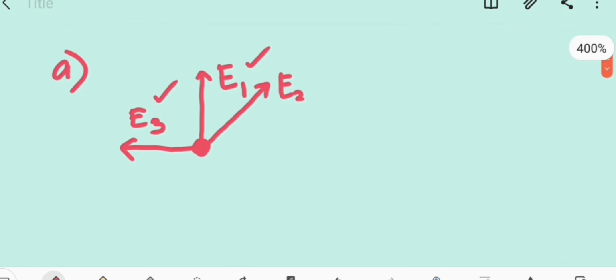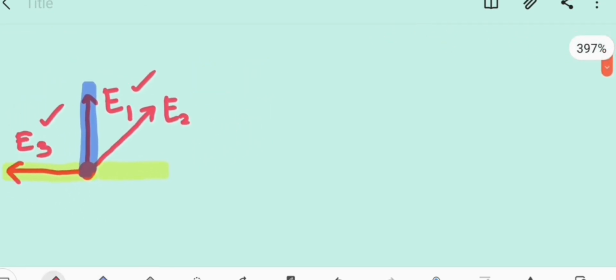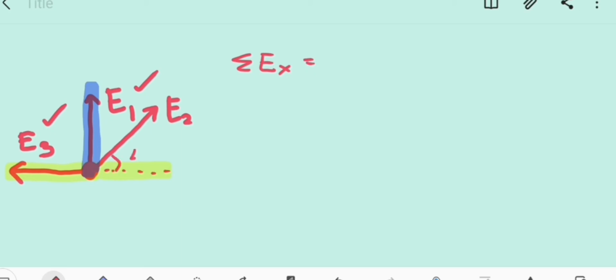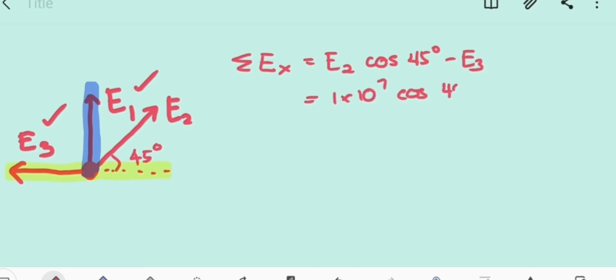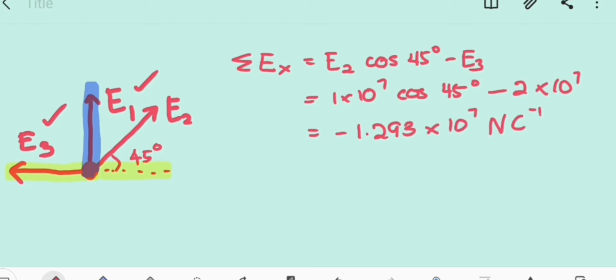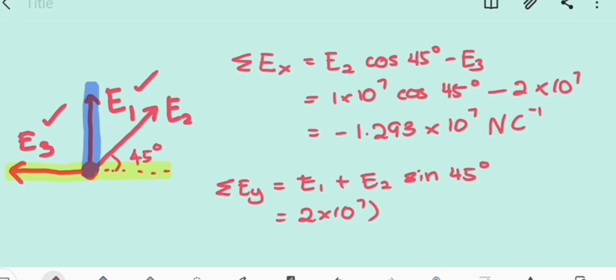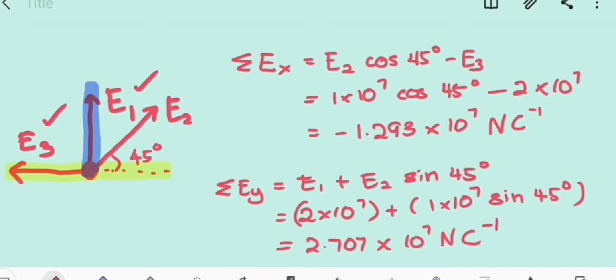Now that we have the values of E1, E2 and E3, we have to resolve them into X and Y components. The yellow is for the X component and the blue one is for the Y component. Summation of electric field at X component equals E2 cos 45 minus E3 because they are in opposite directions. We substitute all the values and we get Ex equals negative 1.293 times 10 to the power of 7 Newton per Coulomb. Next, summation of electric field at Y component equals E1 plus E2 sine 45 degrees, plus because they are on the same side. You substitute all the values and the final answer for Ey is 2.707 times 10 to the power of 7 Newton per Coulomb.